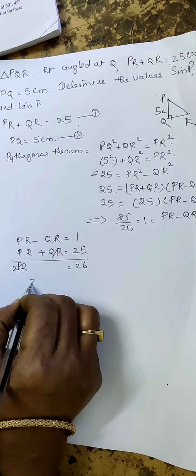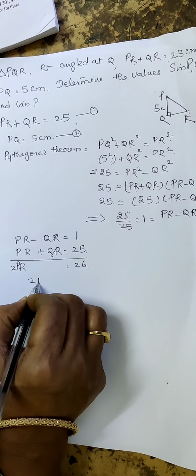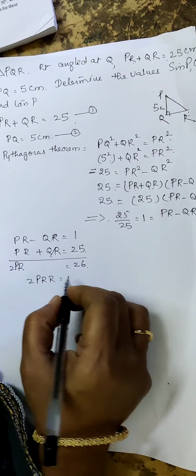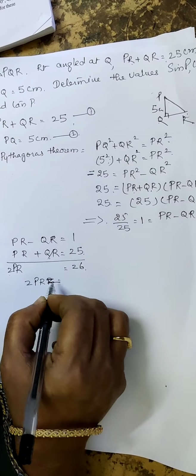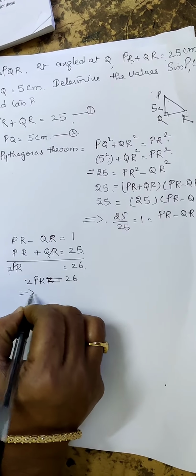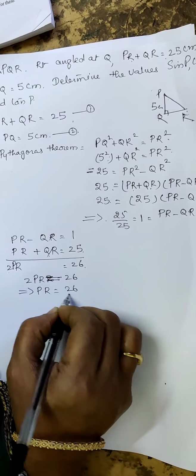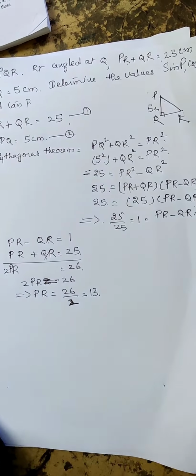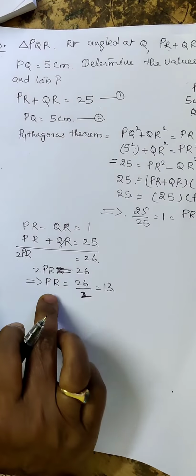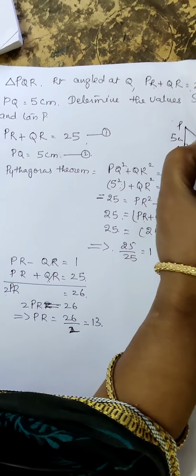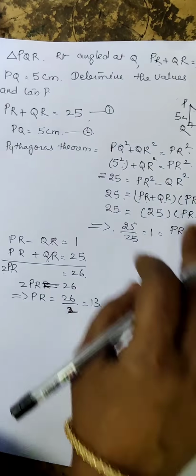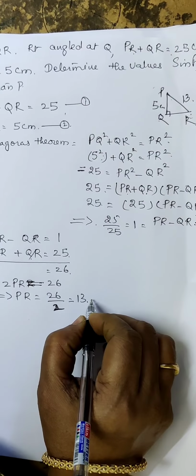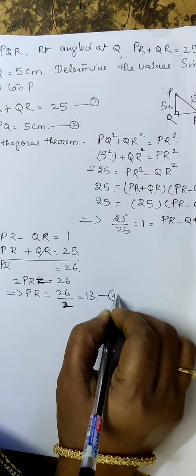So what can you get here? 26. 2 PR is equal to 26. So this implies PR is equal to 26 by 2 is equal to 13. So we got PR as 13. That means hypotenuse is 13. PQ is 5. Let us number this one as fourth equation.